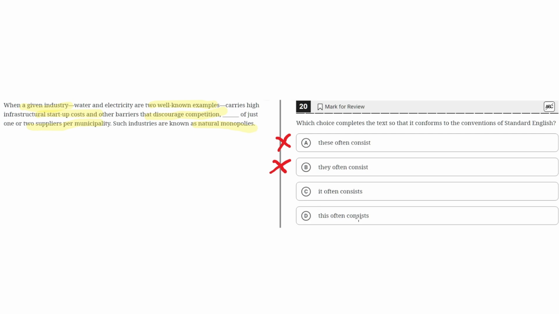D. This often consists. This is incorrect because this in this sentence would be ambiguous and wouldn't make sense given the rest of the context. Furthermore, it isn't quite singular as the phrase it often consists is. Therefore, we can eliminate D, and with that we're left with C as the correct answer.